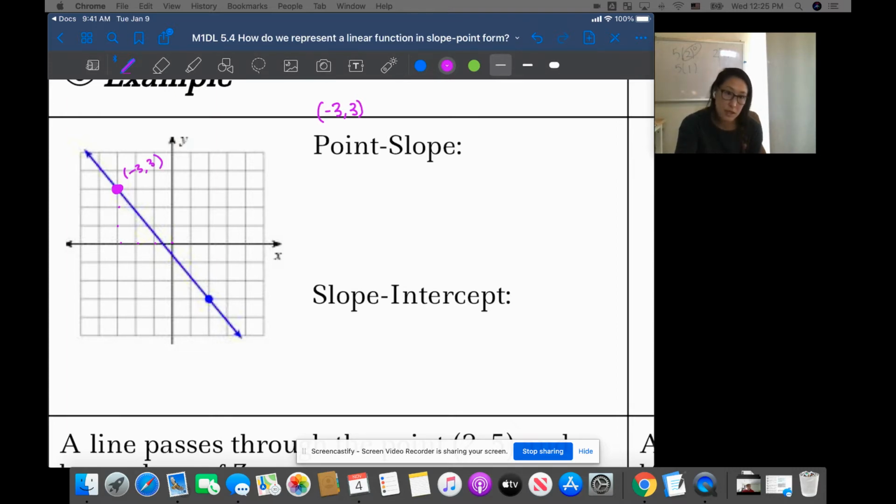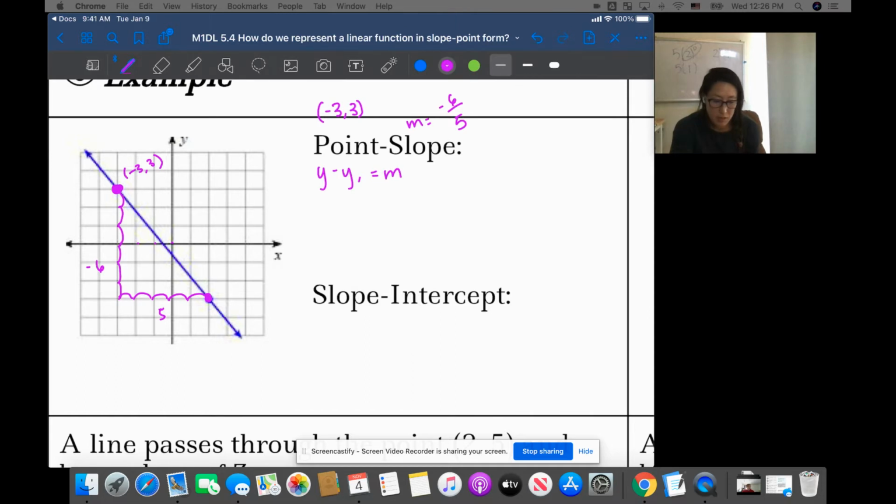And the slope of this line, I'm going to choose 2 good points on the line. Looks like the next good point is right here. So I'm going to count 1, 2, 3, 4, 5, 6. That's negative 6. 2, 3, 4, 5. So the slope is negative 6 over 5.